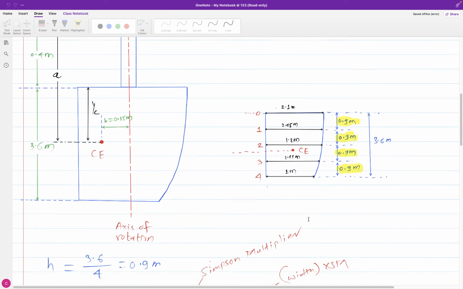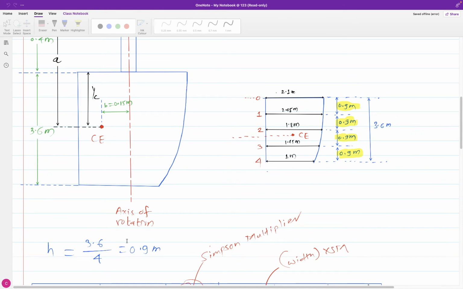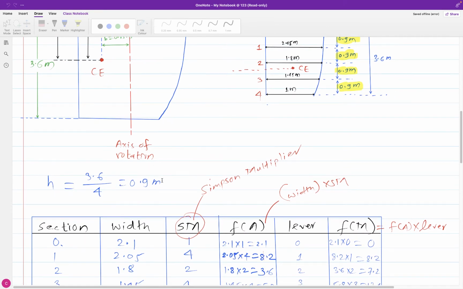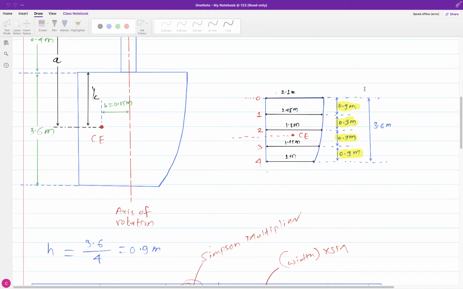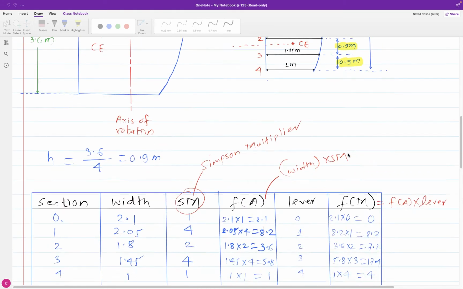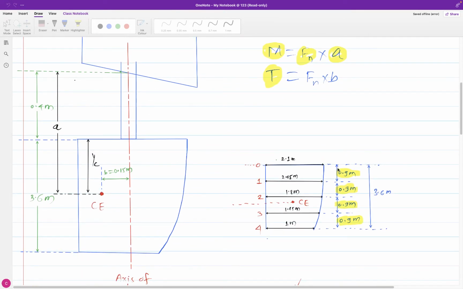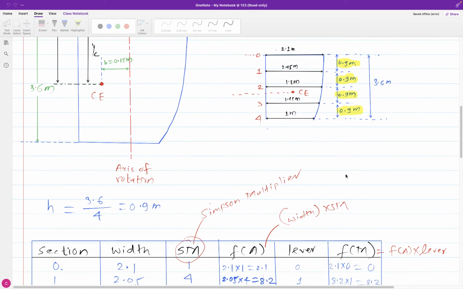That interval means H for us. How did we get this H? The total height divided by the number of intervals gives the distance between two intervals, this one, small h. What is the meaning of H? So 3.6 divided by 4.